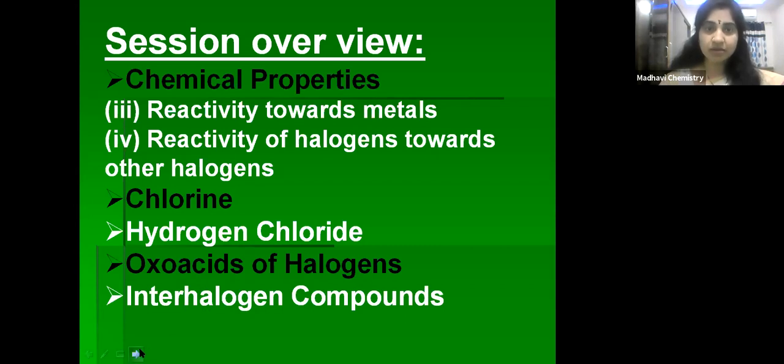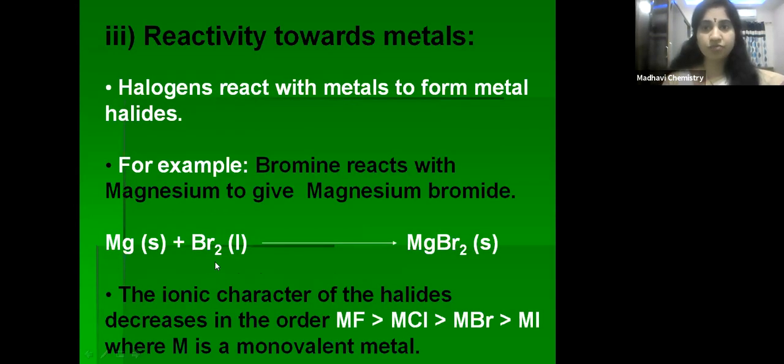So now let us start the session with the chemical properties. A few more chemical properties are left. That is reactivity towards metals. These halogens react with metals and form metal halides. For example, if you consider bromine, when it reacts with magnesium, it forms magnesium bromide. So magnesium plus bromine, Mg plus Br2, gives rise to MgBr2, magnesium bromide. Like that, other halogens can also react with metals and form metal halides.